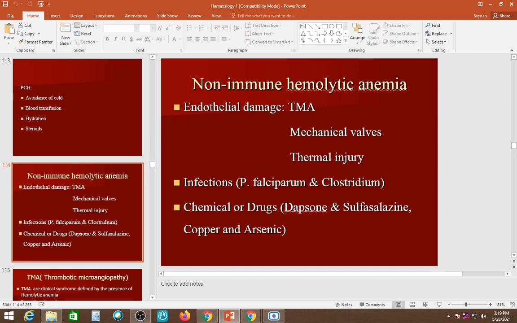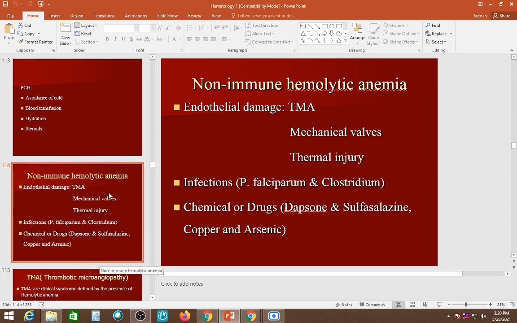it can be due to endothelial damage, or as a result of infection, or by some chemicals or drugs. Under endothelial damage, we have the TMA, thrombotic microangiopathy. Then it can be because of mechanical prosthetic valves, or due to thermal injury. Under infection that can induce non-immune hemolytic anemia, usually P. falciparum and Clostridium infection. And among the drugs, dapsone and sulfasalazine, and among the chemicals, copper and arsenic are found to induce hemolytic anemia.